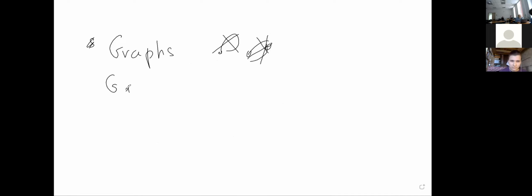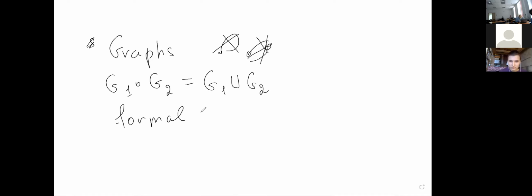Okay. We have graphs. These are simple graphs, so we have no loops and no double edges, or no multiple edges. We may multiply them. The product of two graphs is just their disjoint union. We may consider formal linear combinations, like this.